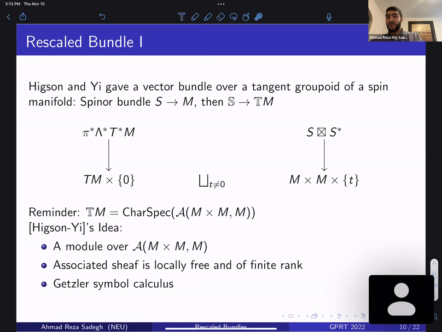And also they used this bundle. They didn't just define it for the sake of it. They defined it to recover what is known as the Getzler symbol calculus of differential operators.